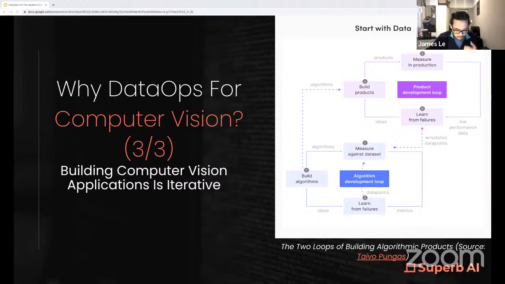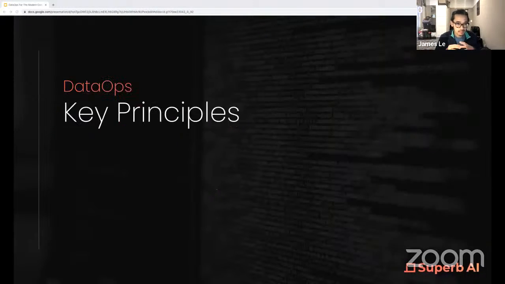So now I've made the argument for the need of bringing DataOps into computer vision. I want to go over some of the key principles of DataOps. And I think it's pretty crucial to understand these principles and then generalize them into the domain of computer vision, which I'll go into in more detail.